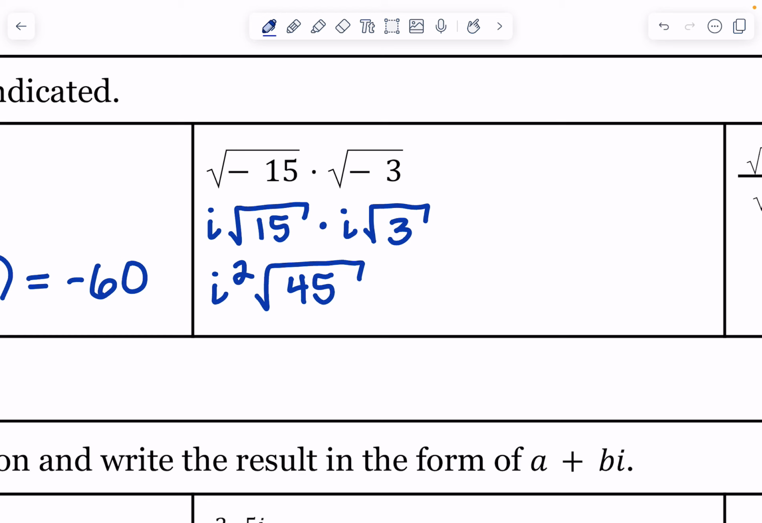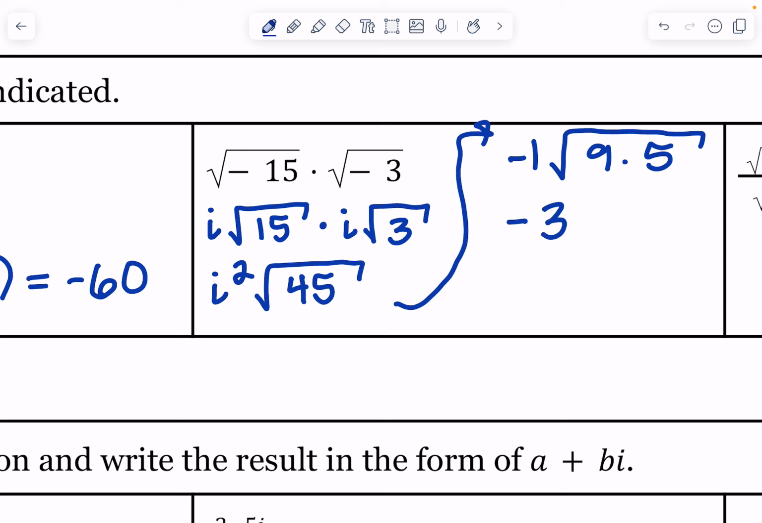Now we know from the last problem that i squared is equal to -1. So I'm going to come up here and put -1. And then the square root of 45 does not square root perfectly, but 9 times 5 is equal to 45, and 9 does square root perfectly. So on the outside, we're going to have negative, and then now it's going to be a 3 because of the square root of 9, and we're left with square root 5 on the inside. And just remember here, we changed i squared to -1.